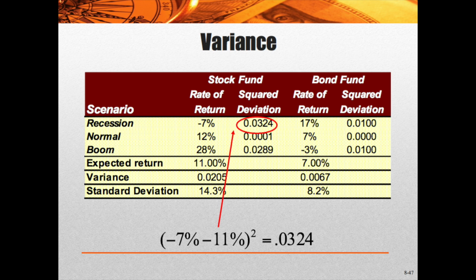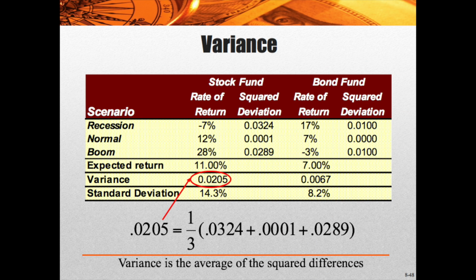So in the recession scenario for the stock fund, the squared deviation from the mean is 0.324. Now you simply do that for every other number here. So the normal return would be 12 minus 11 is 1. 1 squared is 0.0001 there, but it's basically 0. The expected, or 28. 28 minus 11 is going to be 17. 17 squared is 0.0289. So you can see how the math works.